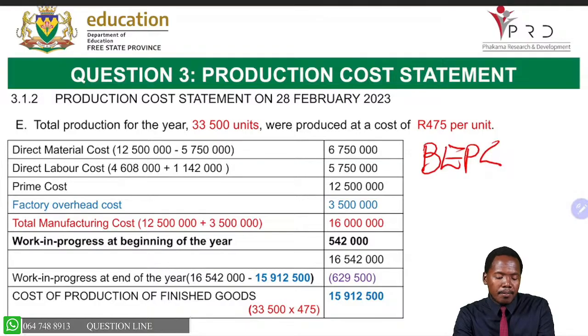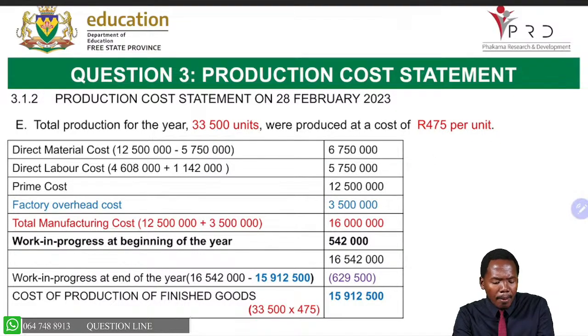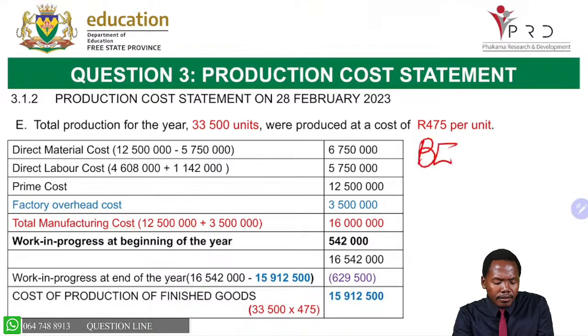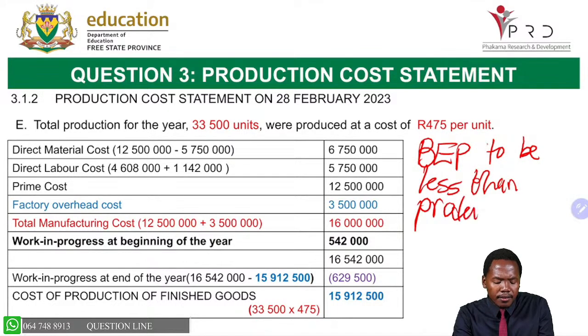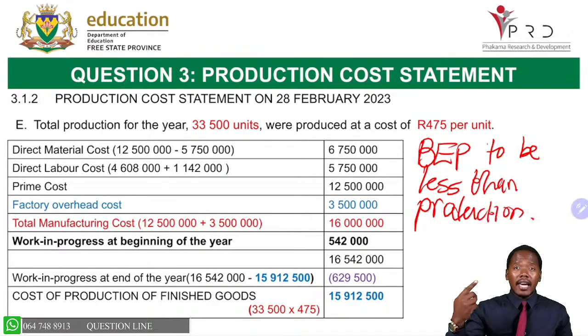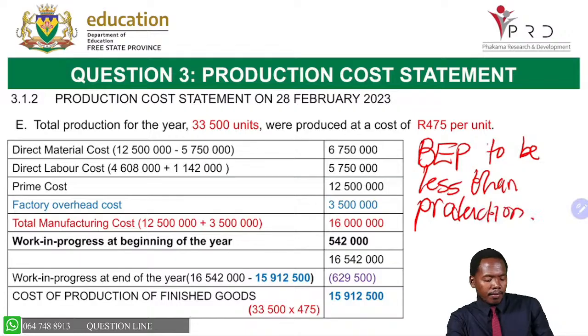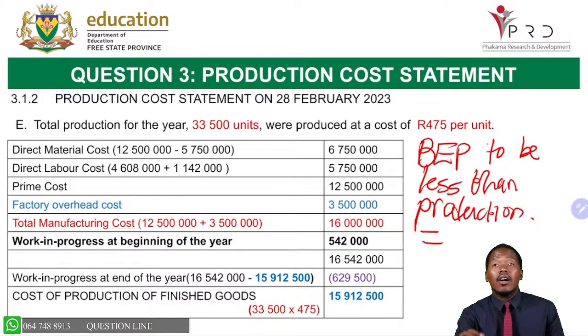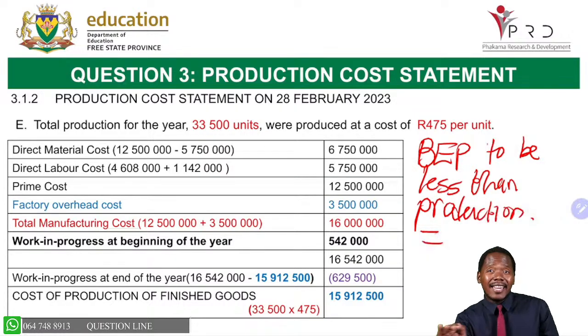Okay, let me just write this one properly. We want our break-even point to be less than the produced unit. So if your break-even point is less than the production, it means you are doing well. You are able to cover your costs. But if your break-even point is more than your produced unit, the owner should not be satisfied. We are unable to cover our cost. Okay.